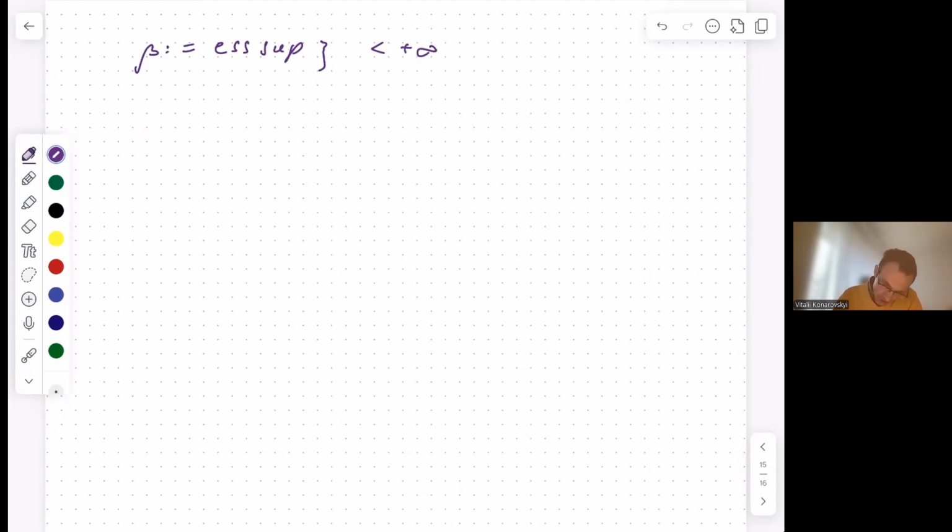And also, we will consider two cases. The first case, let's assume that actually xi takes this maximal value with positive probability.